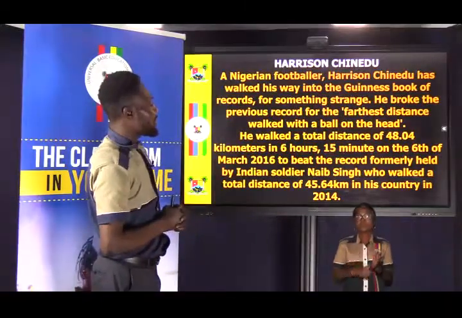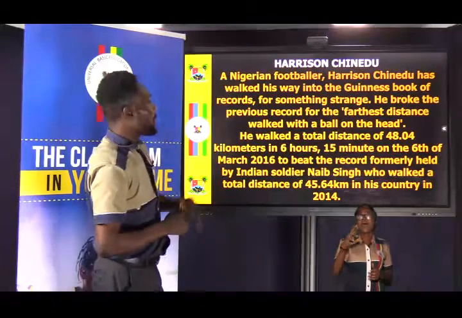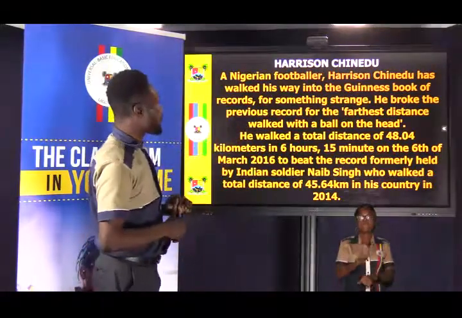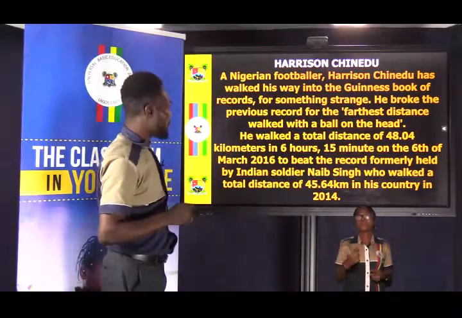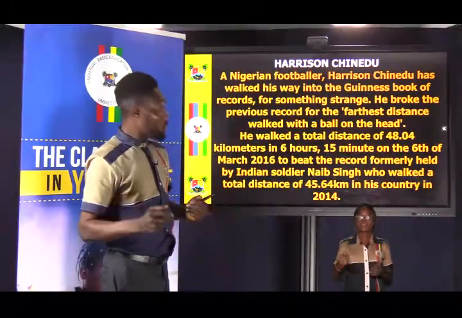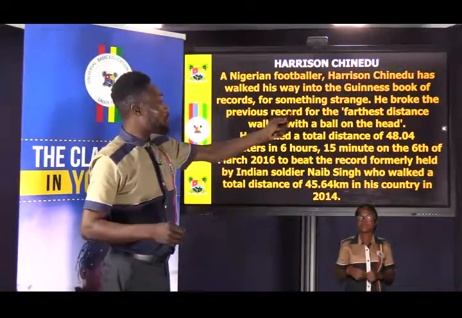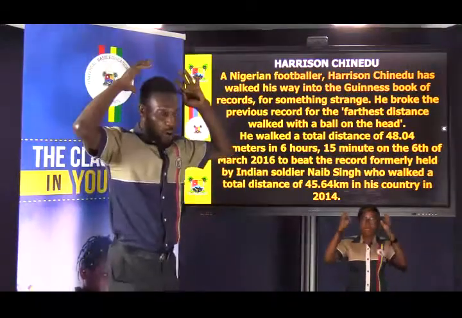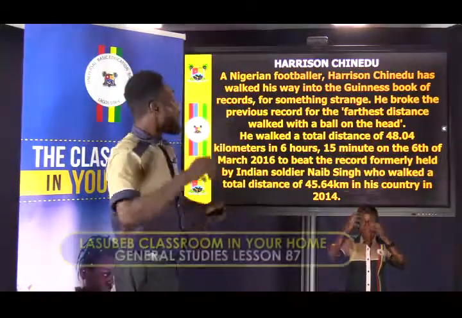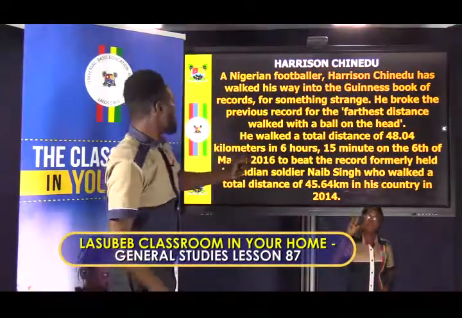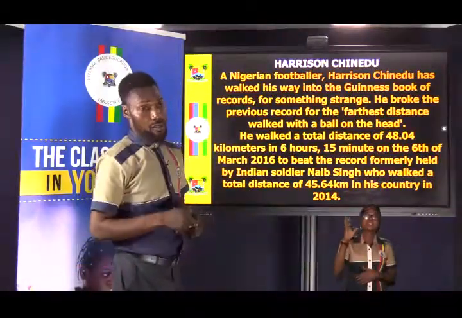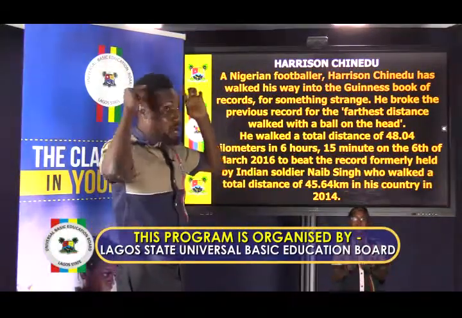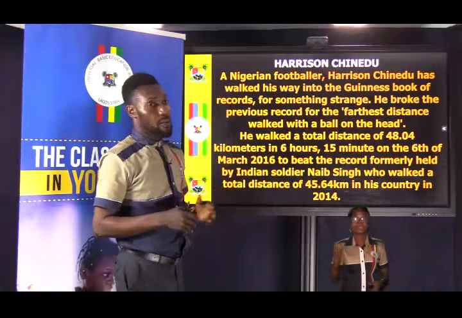Let's look at another person again, one of the record breakers. This is Arisin Chinedu, a Nigerian footballer, who may not be popular like the footballers we know. Arisin Chinedu has worked his way into the Guinness Book of Records for something strange. What is that thing? He broke the previous record of the farthest distance walked with a ball on the head. He put a ball on his head and walked a very long distance of 48.04 kilometers in 6 hours. For somebody to put a ball on his head and walk for 6 good hours without allowing the ball to fall off, so he has broken the record.